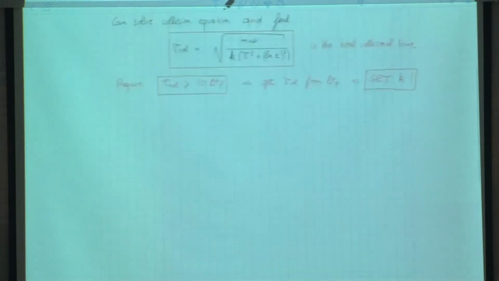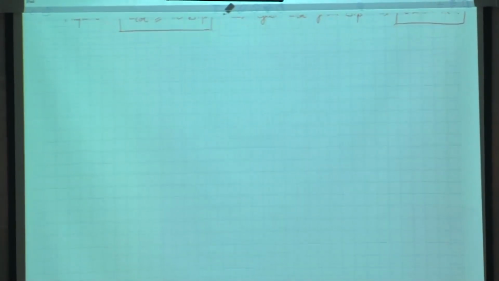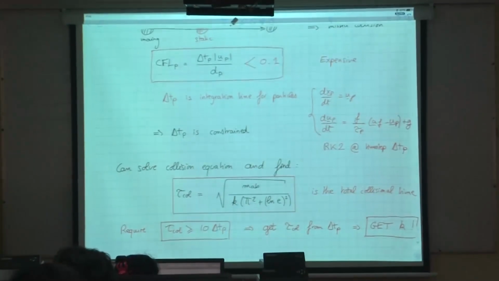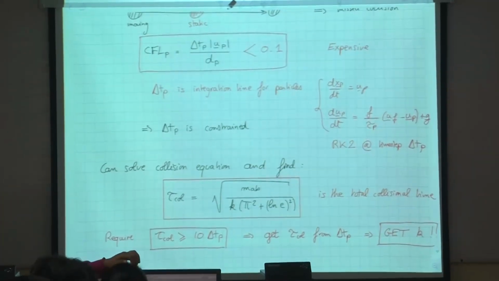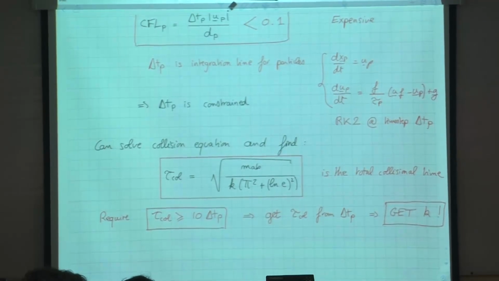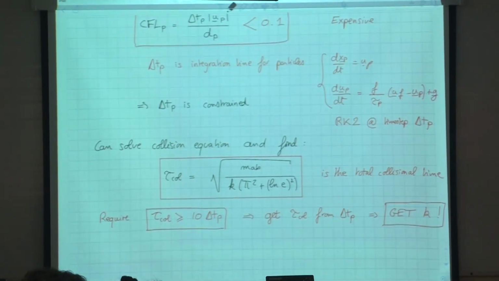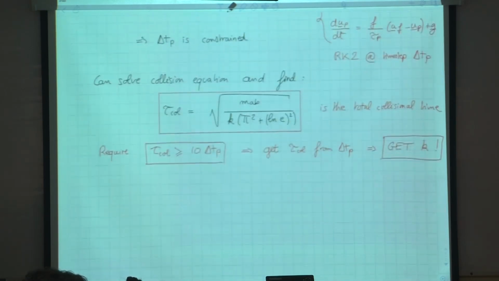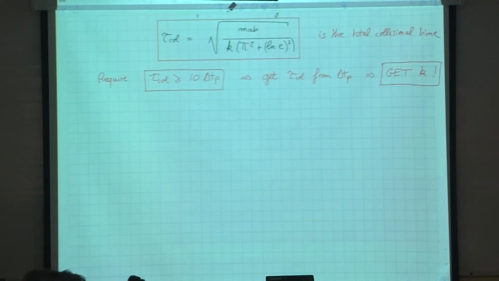Perfect. So let me go back to this for a second. So here I made this nice argument, like, you need to make sure you don't move by more than 0.1 of your diameter. Oh, okay, the particles at the end are static, so they're not going to move by much. Their particle-based CFL is going to be 0. But, remember when I drew this picture?